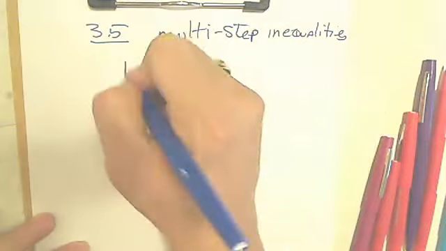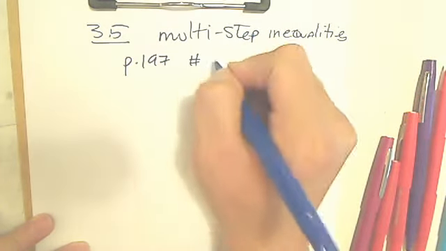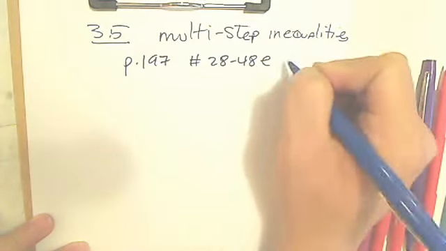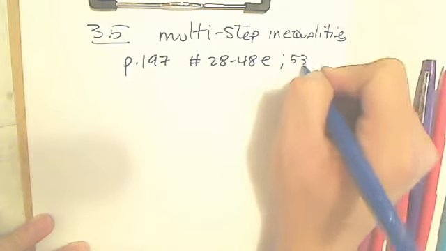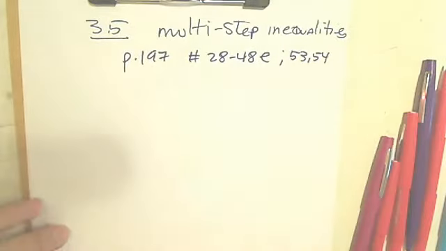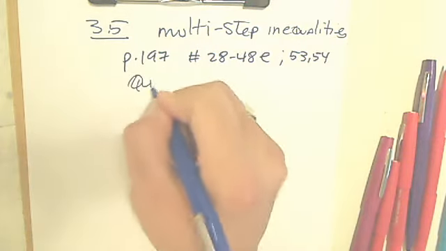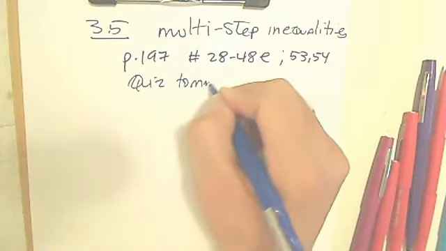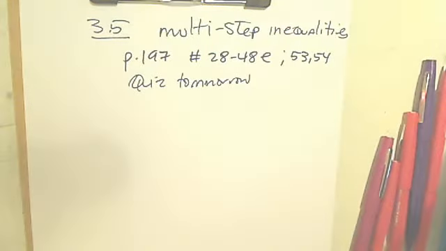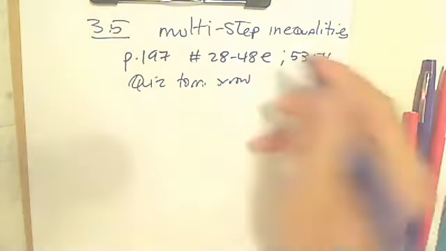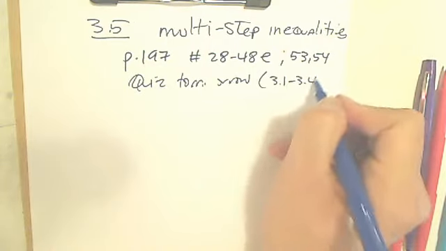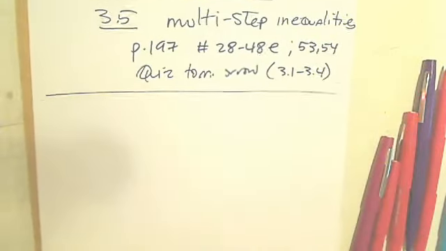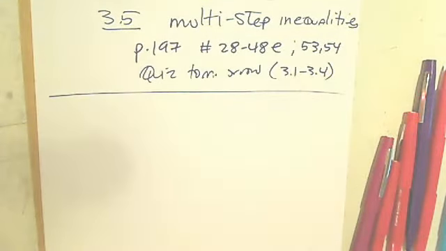Your homework tonight is page 197, numbers 28 through 48 even, and then 53 and 54. That brings to a total of 12 problems. Your quiz is tomorrow over sections 3.1 through 3.4 only. Any questions? No questions. Okay.